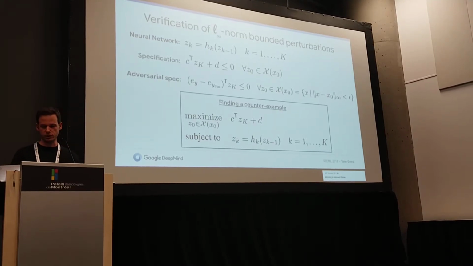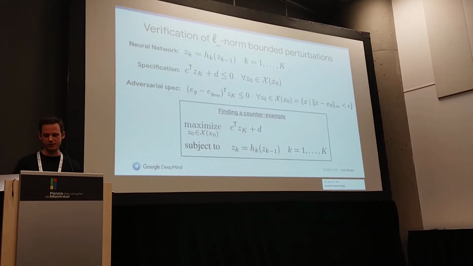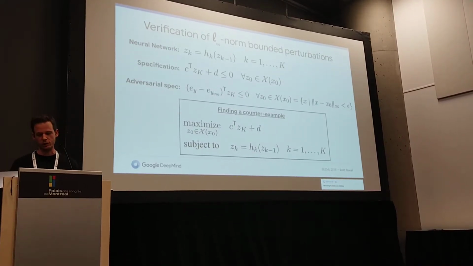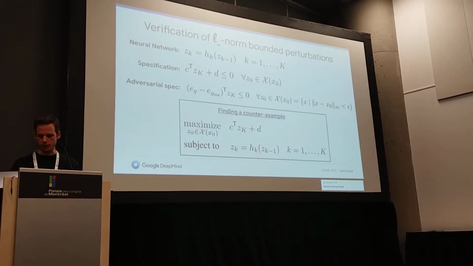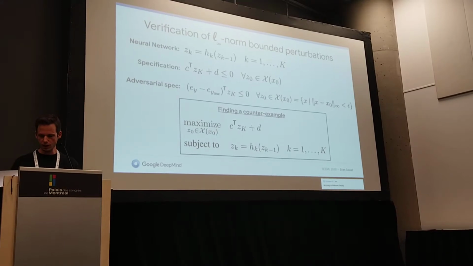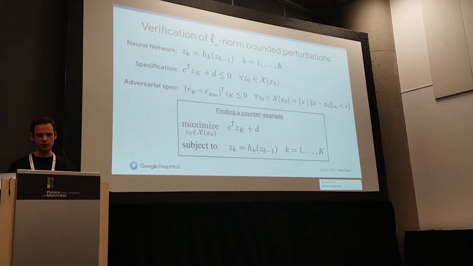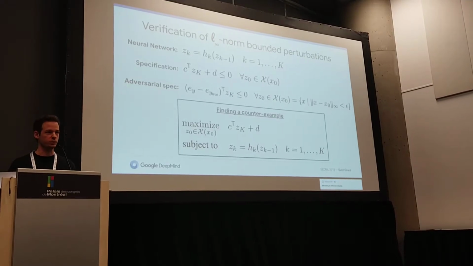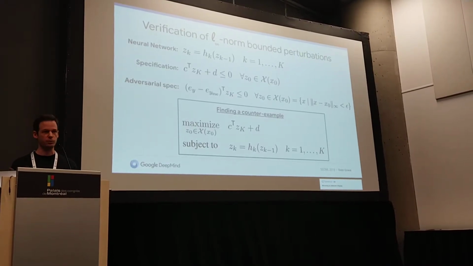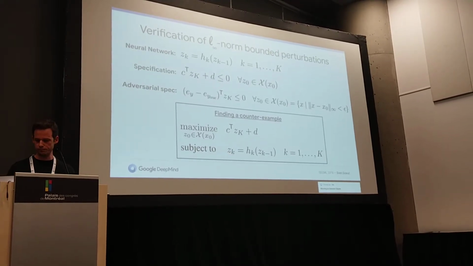And in the case of adversarial specification, we just want to check that the logits of other classes are smaller than the logit of the true class. And we want to do this for all inputs within that L-infinity ball. And so really the problem becomes one of maximizing that linear specification and trying to find a counterexample to the specification that will yield a value bigger than 0, subject to the constraints of our neural network.